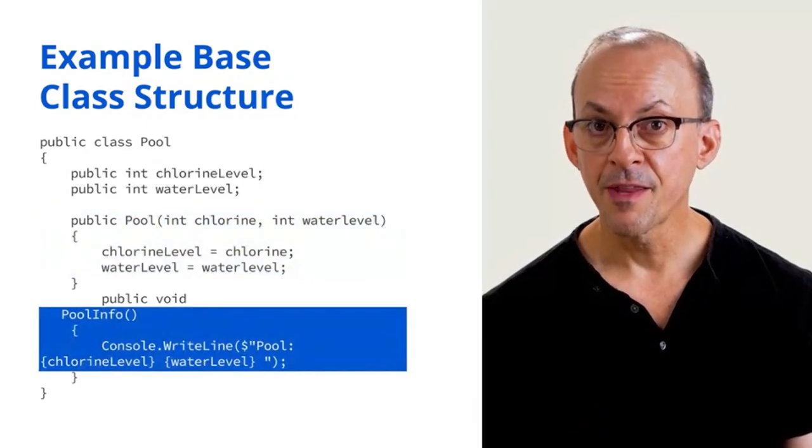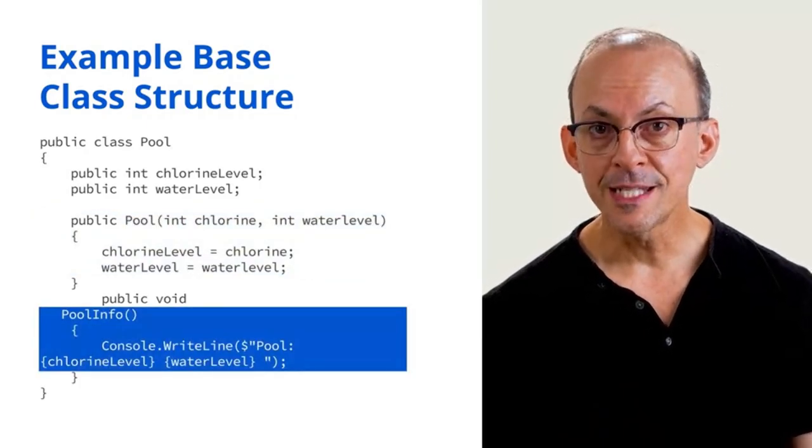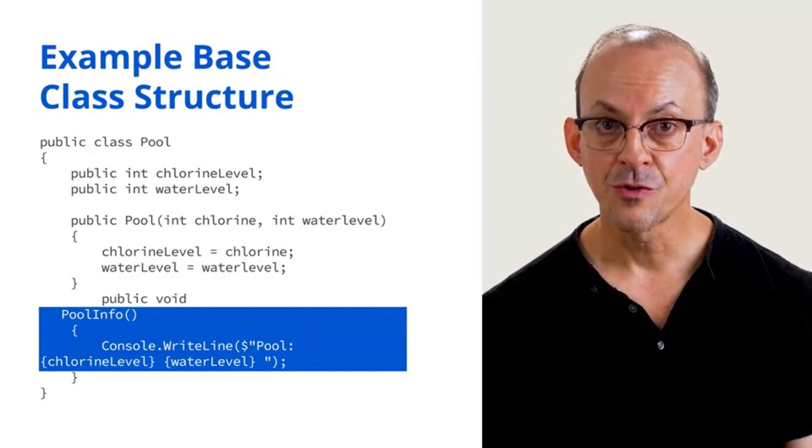This simple class has a method called poolInfo that writes out the values that were passed into the constructor. This class has all the elements of a base class and can be easily expanded with more properties and methods to make the class a lot more powerful.